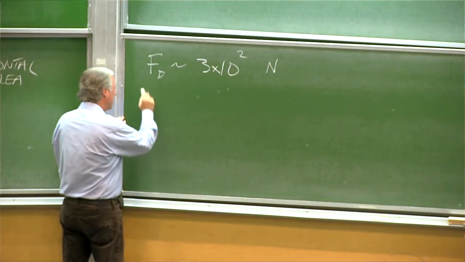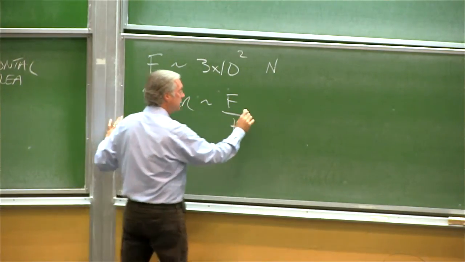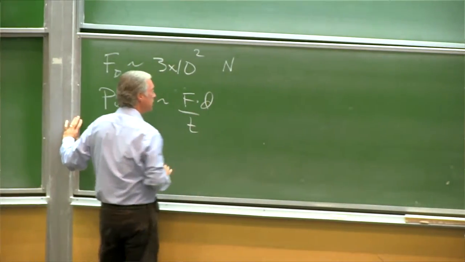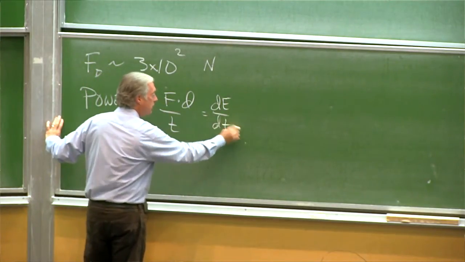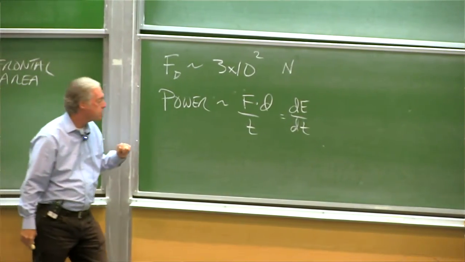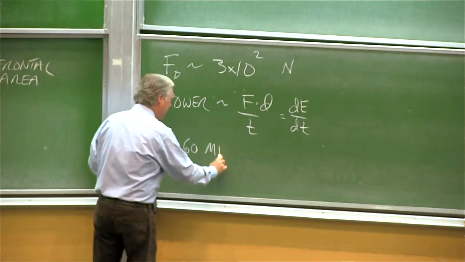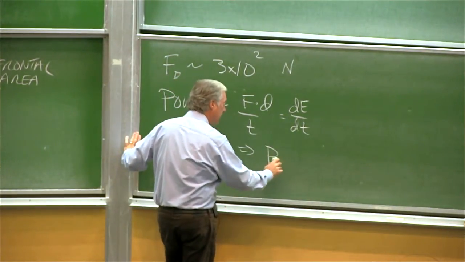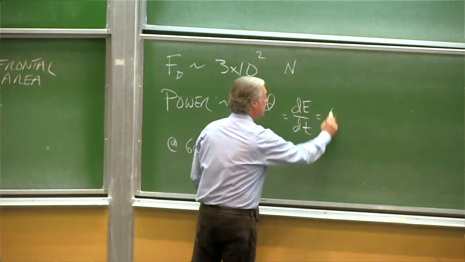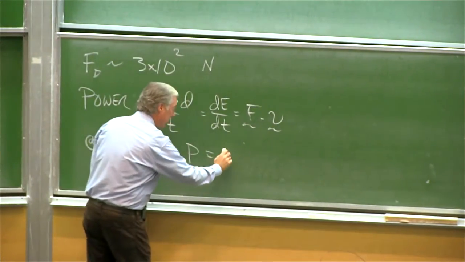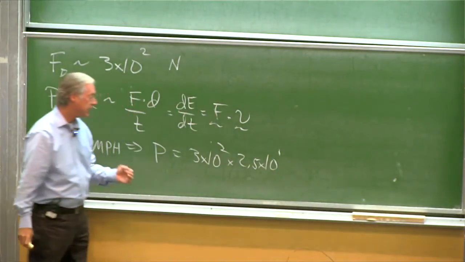Now, power is force per time, right? It's force times distance per time. It's dE/dt, if you want to put it in that kind of sense to remind yourself, right? Okay, so at 60 miles per hour, the power needed is force times speed, right? F dot V. So it's equal to 3 times 10 squared times 2.5 times 10 to the 1 meters per second.